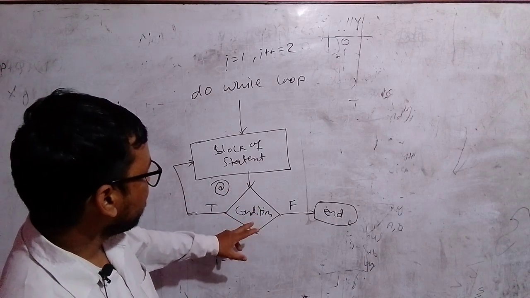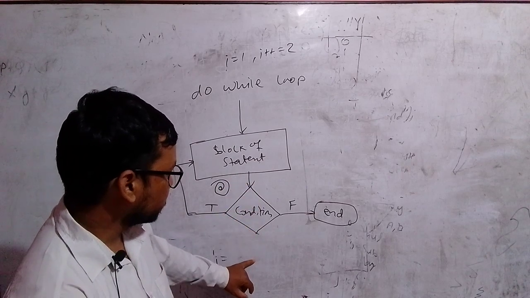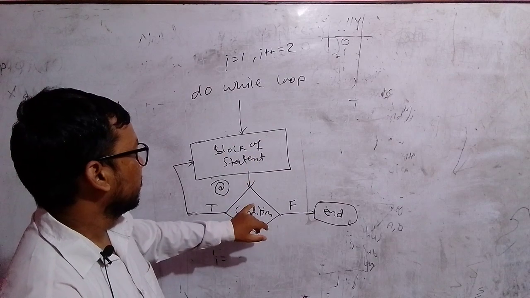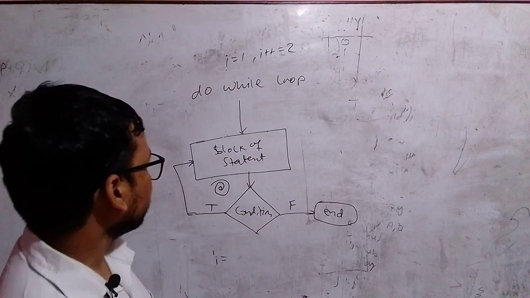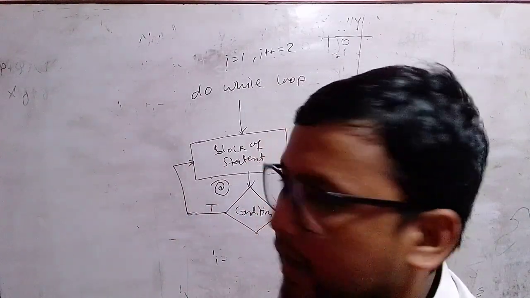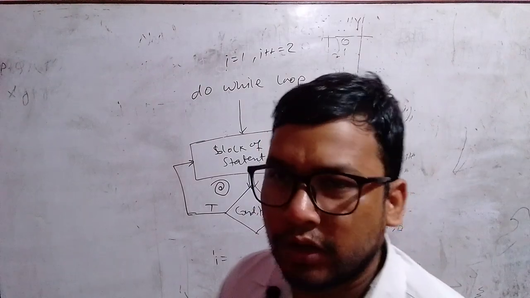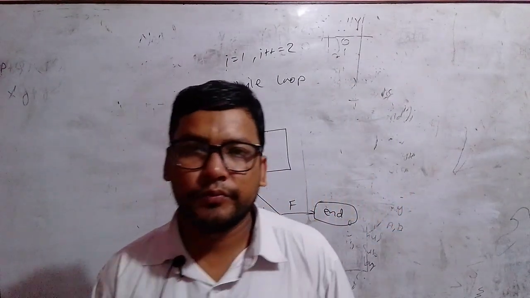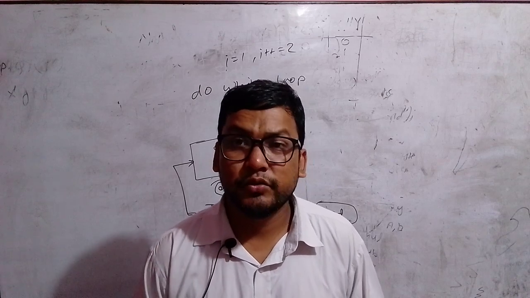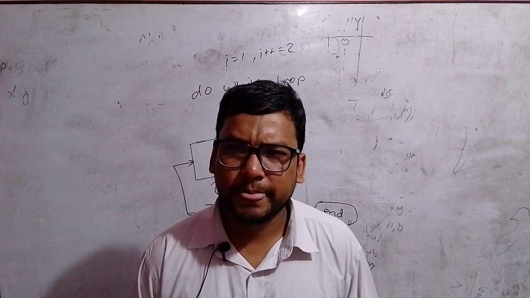In a while loop, the block of statements comes after the condition, but in the do while loop, the block of statements comes before the condition. These are the differences between the while loop and the do while loop. Now we have studied for loop, while loop, and do while loop. In the next video, we'll start the switch statement, which is also called the conditional statement.